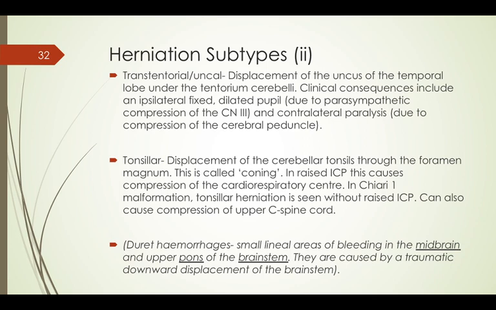Tonsillar herniation is basically the coning which we covered, so where the cerebellar tonsils work their way through the foramen magnum to compress upon the cardiorespiratory centre. And this is often seen in a condition known as Chiari 1 malformation as well. And finally, just something that was in the lectures that you may not have been aware of. Duret hemorrhages are areas of bleeding points within the midbrain and the upper pons, and they're caused by traumatic downward displacement of the brainstem tissue.